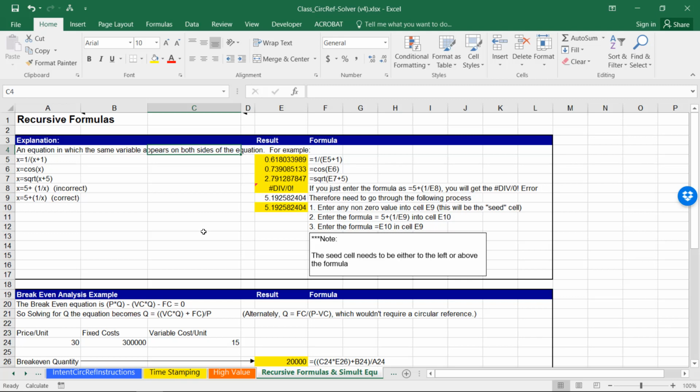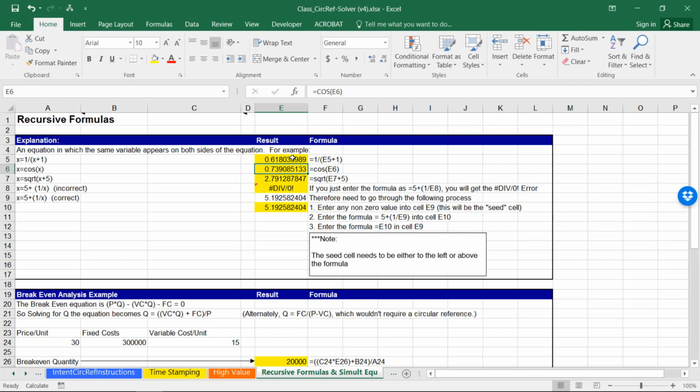On the next worksheet, let's look first at recursive formulas. These are formulas that have an x on both sides of the equation. In this case, x equals 1 divided by x plus 1. To solve this, we can come over here and treat E5, the cell that we're looking at, as though it's x. So x, or E5, equals 1 divided by E5 plus 1. We hit enter, and it solves that equation.